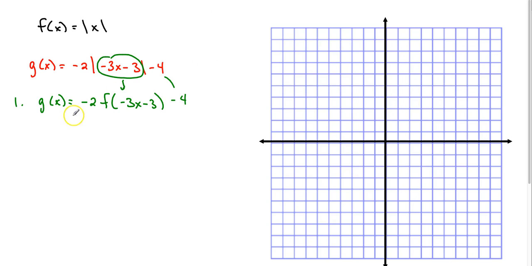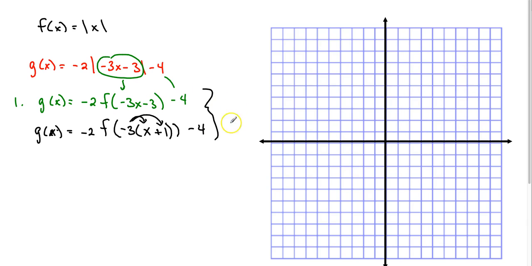I could rewrite this one other way. G of x equals -2 times f of, I can factor out the -3 here, right? So I could say f of -3 times x plus 1. Right? So be careful here. When I factor out the -3, it's negative, and I distribute back, it's -3 times x, which is -3x, -3 times +1, which is -3. So be careful when you factor that out.